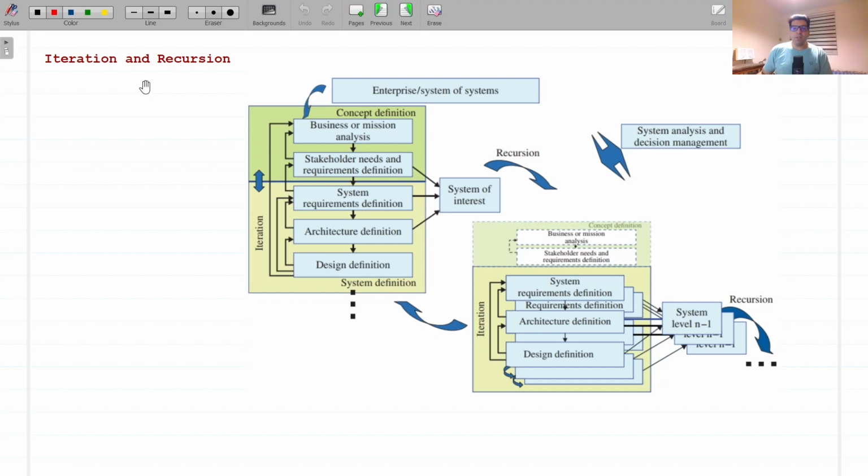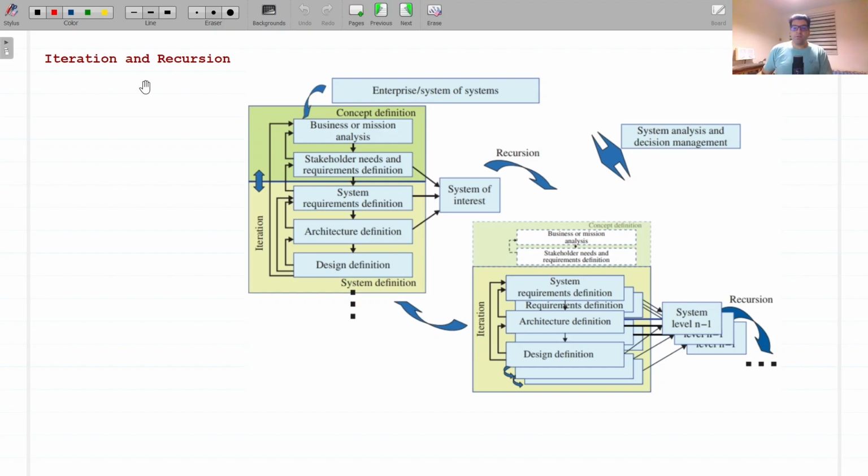Although the figure only shows a subset of the lifecycle technical processes, there can be iteration between any of the processes. For example, there is often iteration between system requirements definition and architecture definition. In this case, there is a concurrent application of the processes with iteration between them, where the evolving system requirements help to shape the architecture through identified constraints and functional and quality requirements.